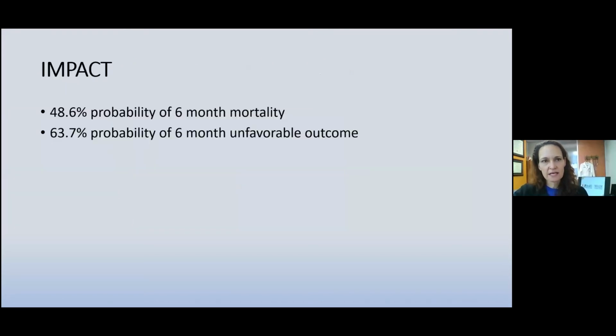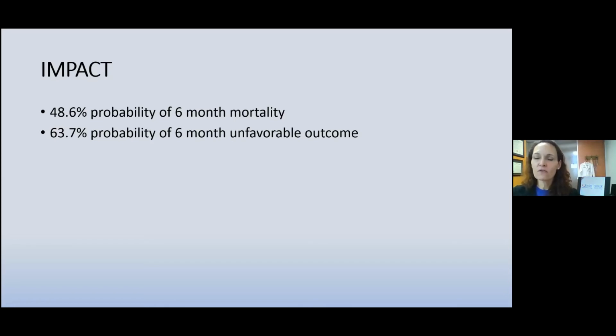And his IMPACT score, if you go online and you look up his prognosis based on the IMPACT scale, which is a validated methodology for taking admission criteria of TBI patients and coming up with the probability of a favorable or unfavorable outcome by the Glasgow Outcome Scale score. So he has a 48.6, very specific, 6-month mortality and 63.7 probability of 6-month unfavorable outcome.